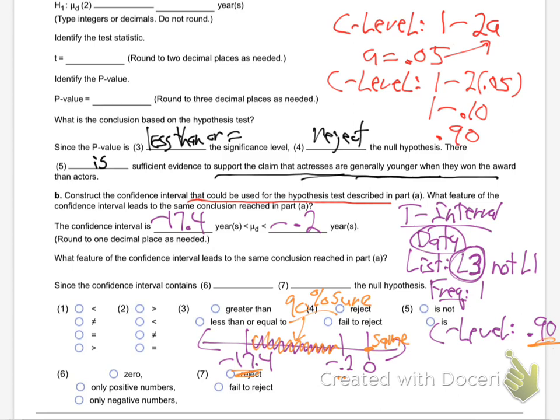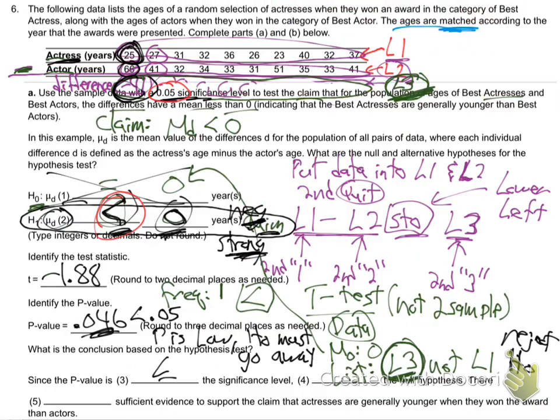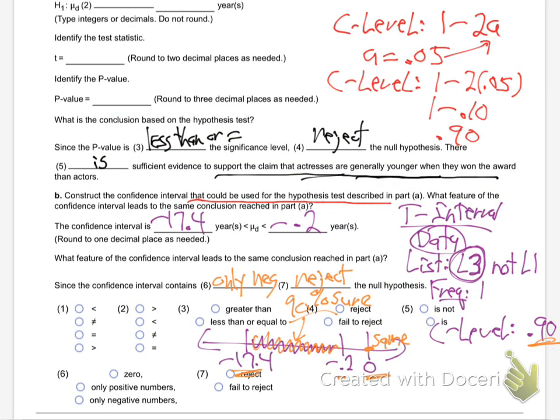Since the confidence interval contains only negative numbers, reject the null, right? Go back to the null. The null said the difference was equal to 0. No, we rejected. 0's out here. We're 90% sure that the difference is not 0. We reject the null.